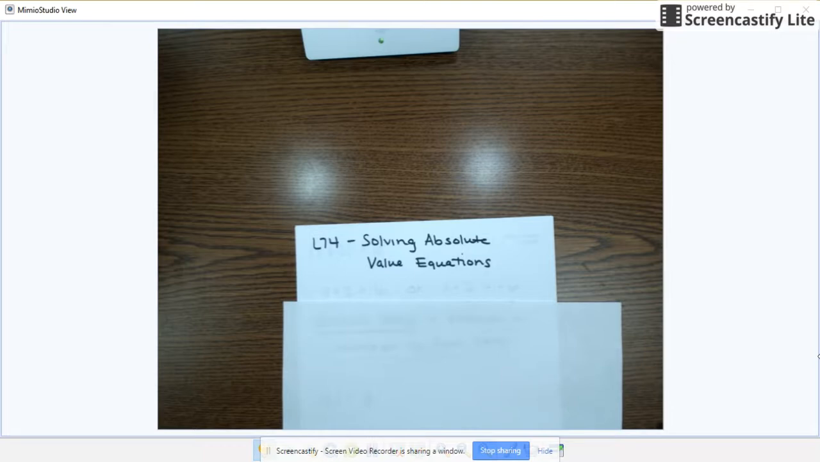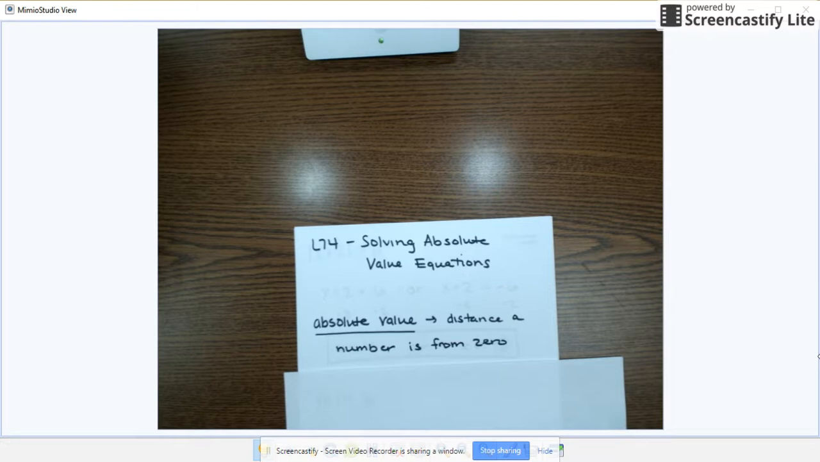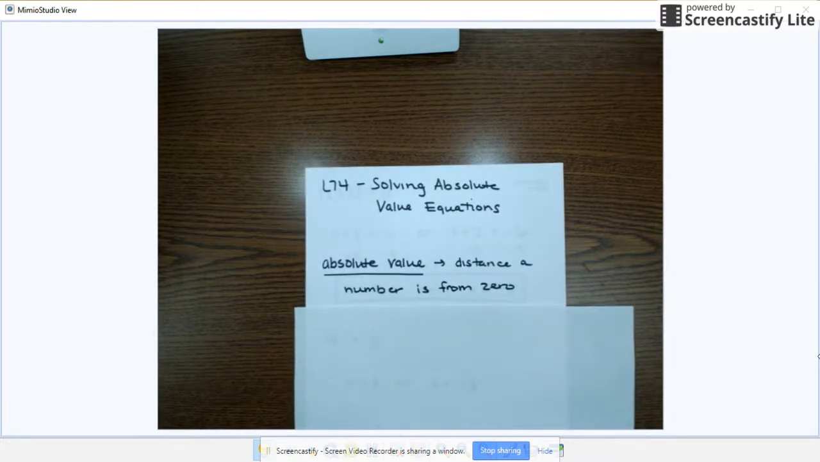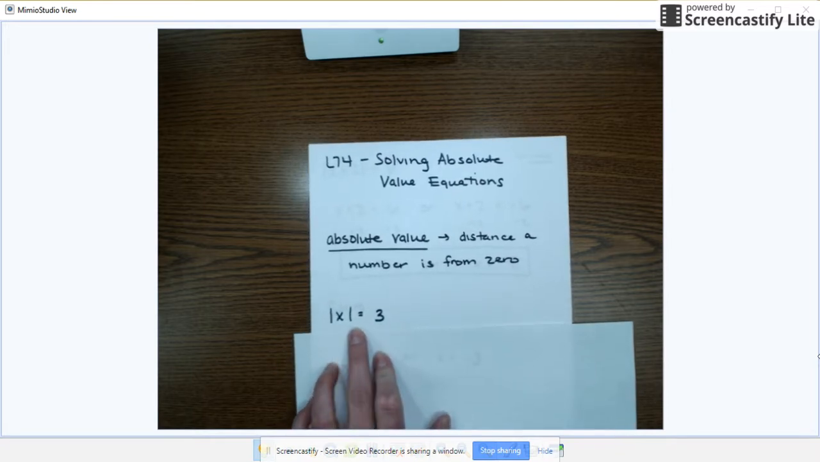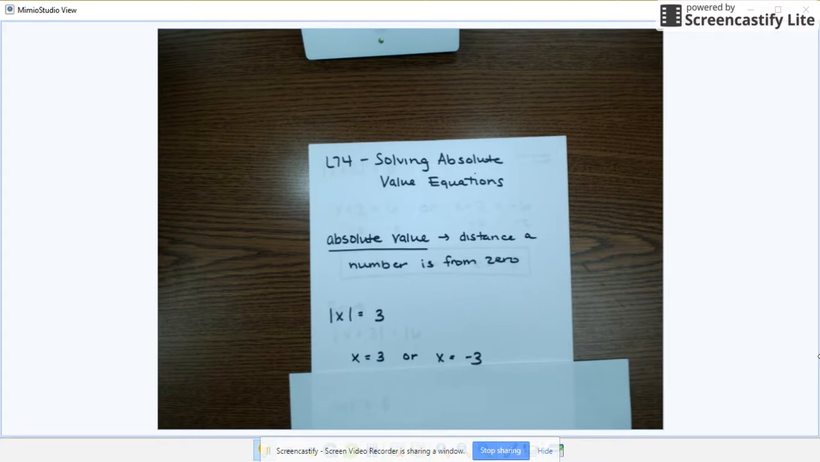Hey guys, today we're going to talk about absolute value equations and we're going to go ahead and solve them. So quick reminder, absolute value is a distance a number is from 0. Remember, our distance is always positive, so your absolute values will always be positive. We're going to think about a basic example. So if I have the absolute value of x equaling 3, that means my distance from 0 is 3. Well, that means I could have positive 3 or negative 3.